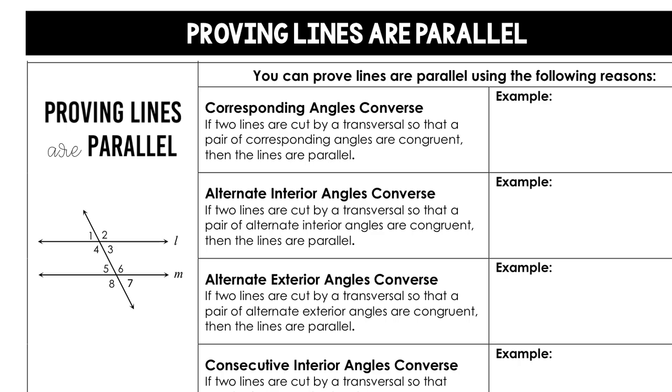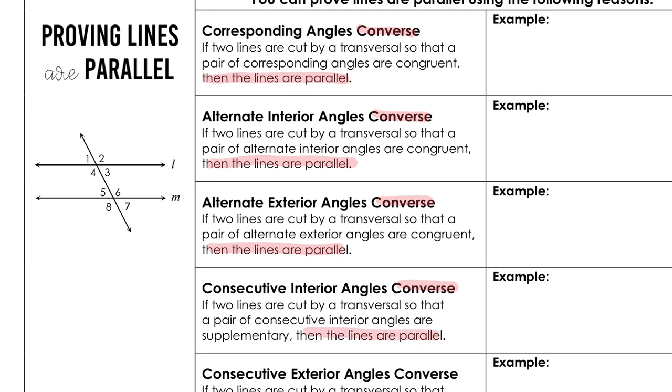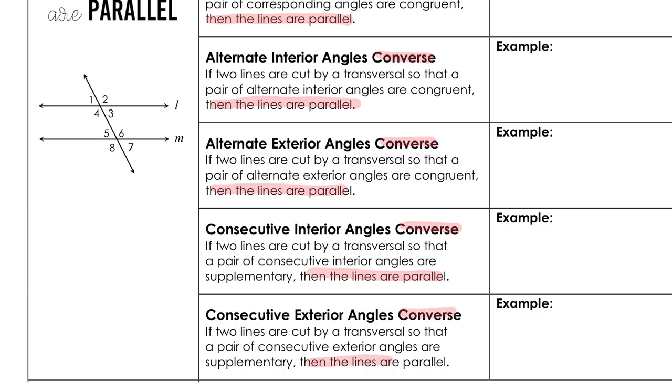All right, so let's first look at our converse for corresponding angle converse. I want you guys to notice we've got converse on all of these. Remember, that means we're switching the hypothesis and the conclusion for the theorems we learned yesterday, right? The theorem said if it's parallel, then these angles are congruent. Now it's saying if two lines are cut by a transversal so that the pair of corresponding angles are congruent, then the lines are parallel. So every one of these ends with the conclusion, then the lines are parallel. Literally every single one of these converses says, then the lines are parallel.